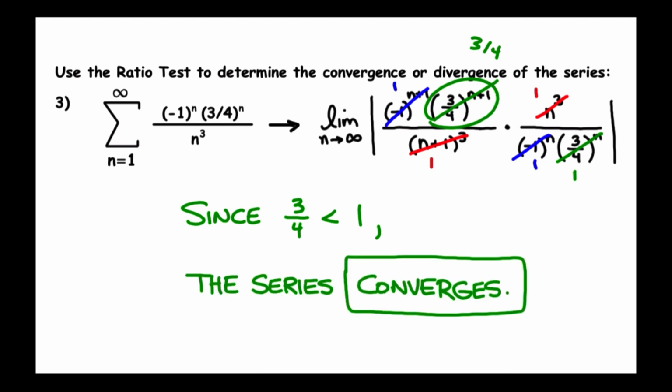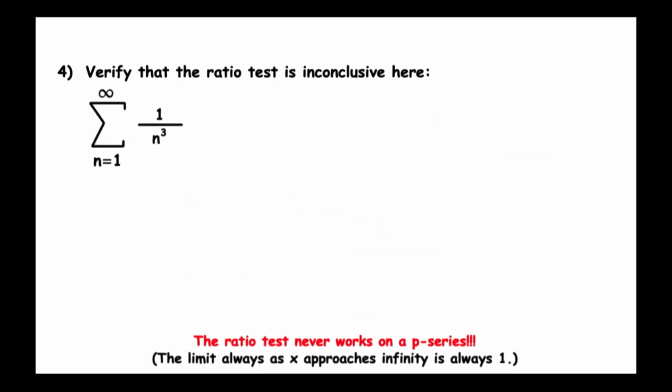All right, I made up one more example, number 4. And this will finish up the ratio test for today. Directions I've changed a little bit. I just said verify that the ratio test is inconclusive here. Ratio test is not going to work too well. Let's try it and see what happens.